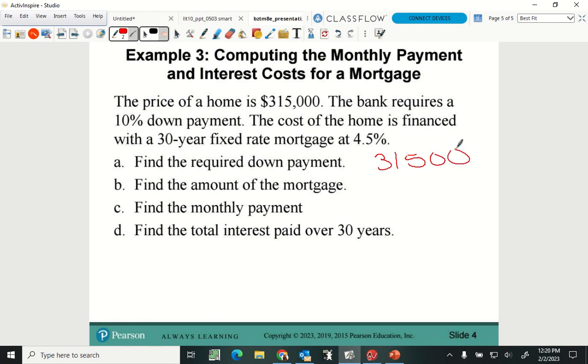So my down payment for option A was here. The amount that I'm going to borrow, we said was how much? 283,500. That's how much I'm borrowing now. Okay, so now I can start plugging stuff into my calculator.